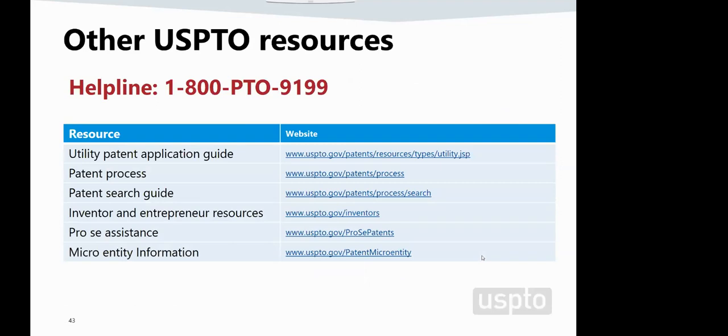So I'll end it there with a couple of handy links here that point to some of the things that I mentioned before, everything from the pro se assistance guides to how to qualify for micro entity status and get those fee discounts to some of the resources I shared earlier about the parts, form, and content of the patent application.